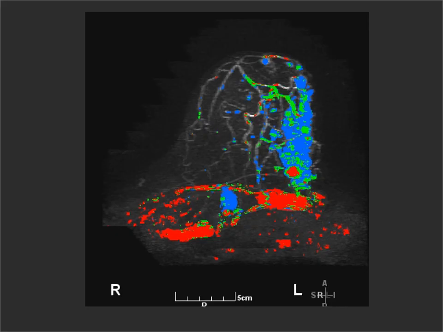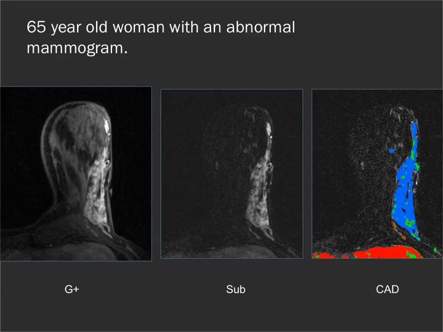I often find the MIP images, either the CAD ones or the non-CAD subtraction ones, are very helpful for showing extent of disease in these patients, and they're always the first images I look at just to get a sort of global feel of the breast. They're very helpful for being able to get one measurement of the extent of the disease rather than trying to get it from multiple slices.